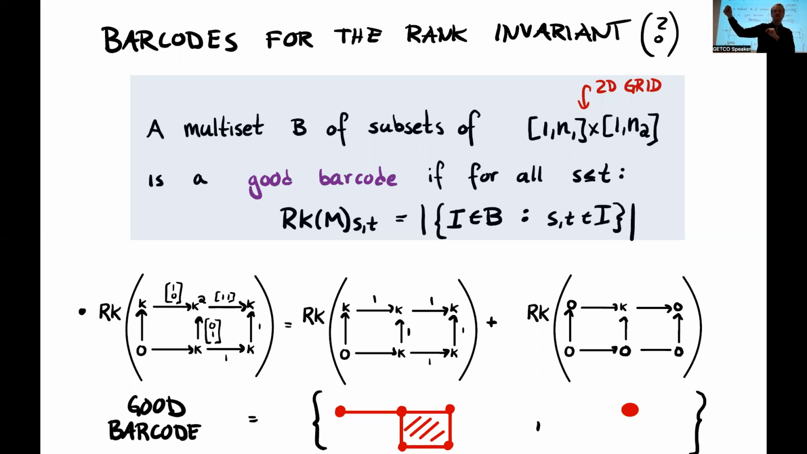That would be analogous to the 1D case where the rank is just the number of intervals containing A and B, okay? So for instance, in this case, I do have a good barcode because the rank invariant of the thing on the left here is equal to the sum of the rank invariants of these two guys. And the rank invariant of this one is completely determined by this subset here, and this rank invariant here is completely determined by that subset there. Okay, so if I'd like to compute the rank invariant, I just look at the intervals and I can easily read off the rank invariant.